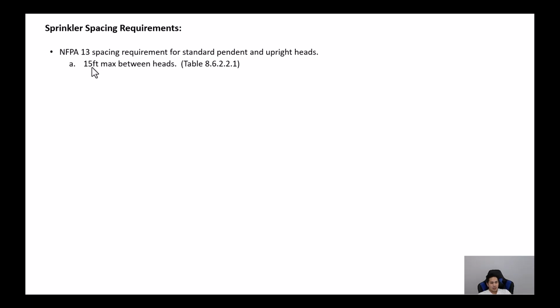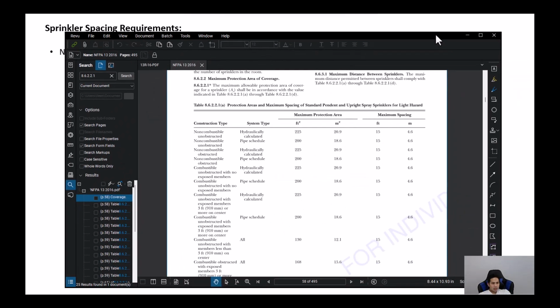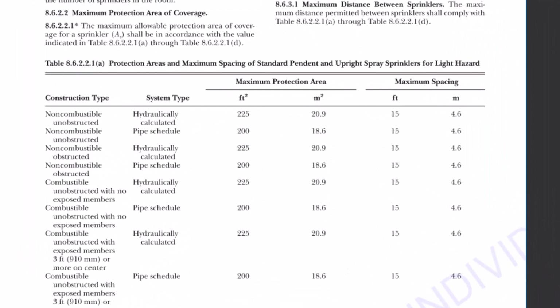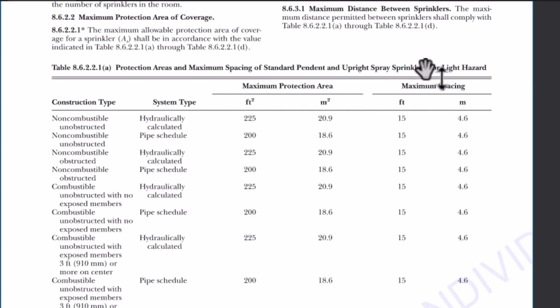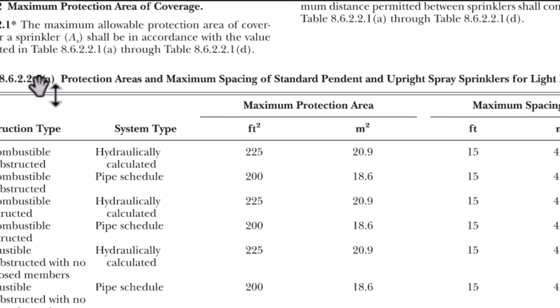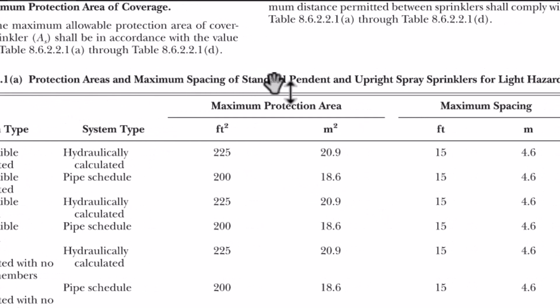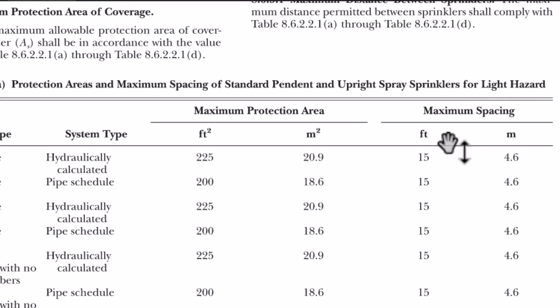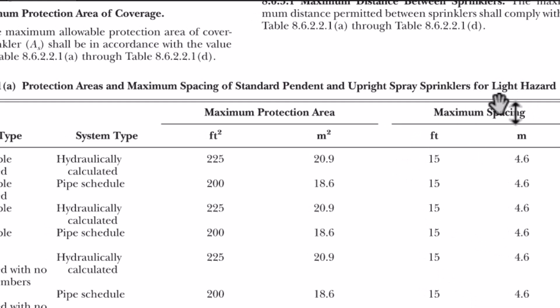So for NFPA 13, you need 15 feet max between sprinkler heads, and that's basically provided in Table 8.6.2.2.1. So that's right here. This is the NFPA 13 code, and this is Table 8.6.2.2.1, and you can see the maximum spacing is here. And you always want to look at what the table is referencing. And this is basically for standard pendant and upright spray sprinklers for light hazard. So this wouldn't apply if it was a different hazard group, not light, it could be a higher hazard group.